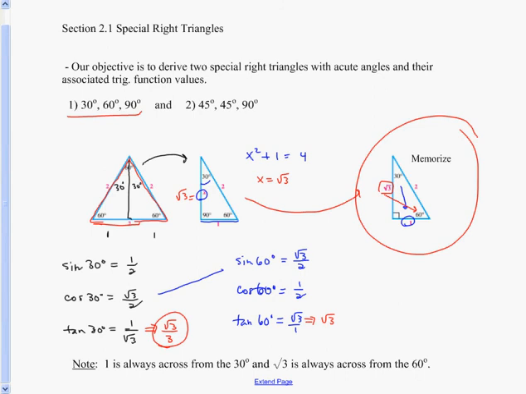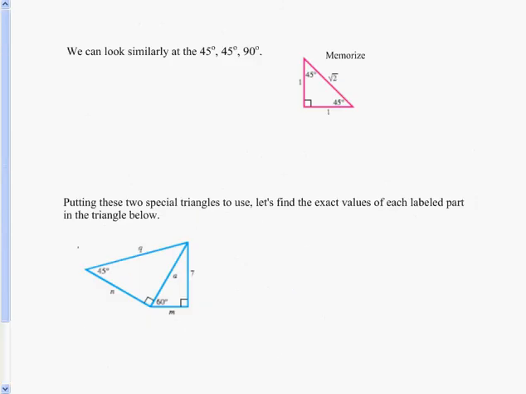Now let's look at the 45, 45, 90. For similar reasons, we chose sides to be 1, just to make life easy, and we use the Pythagorean theorem to find that other side, square root of 2. You can memorize these. We can look at sine of 45 degrees. It is opposite over hypotenuse, which we would then rewrite as square root of 2 over 2.